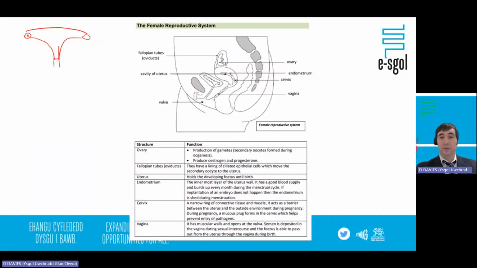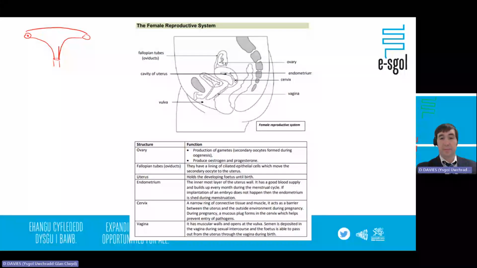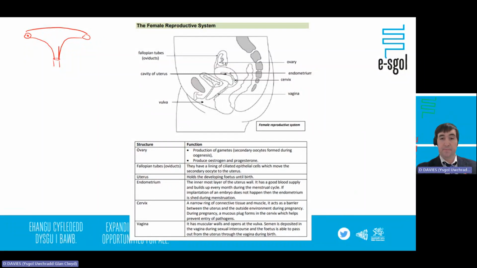So the uterus then is a muscular structure that holds the baby during pregnancy. The endometrium there is the innermost layer of the uterus wall, good blood supply, builds up every month, part of the menstrual cycle. If implantation occurs, the endometrium is maintained. Cervix, ring of connective tissue, ring of muscle. That's the barrier, that's the gateway between the uterus and the vagina.